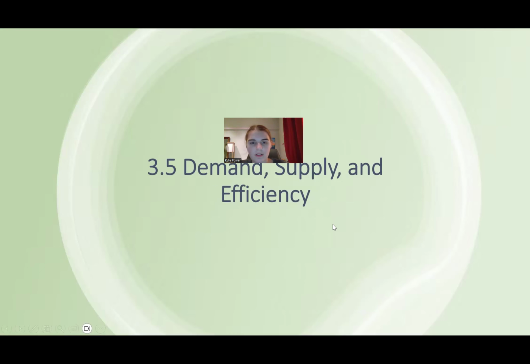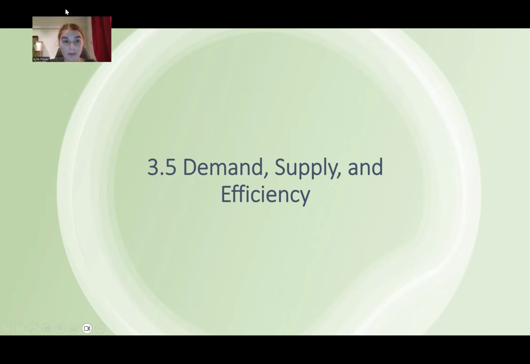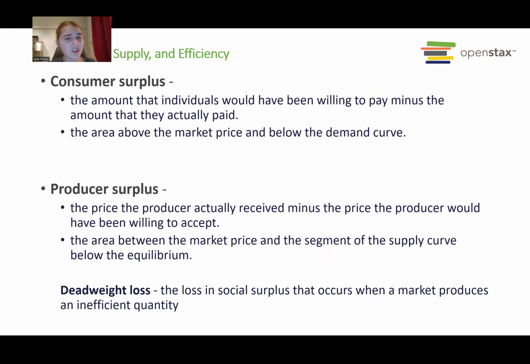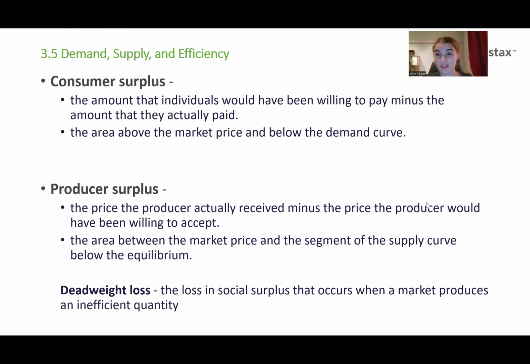All right. The last part of this chapter, we're getting towards the end, is demand, supply, and what's called efficiency. We talked a little bit about efficiency last week, but we're going to get a little bit more into it. So we have different kinds of surplus, and this leads into efficiency. So we have consumer surplus. The amount that individuals would be willing to pay minus the amount they actually paid for whatever. So that's a consumer surplus.